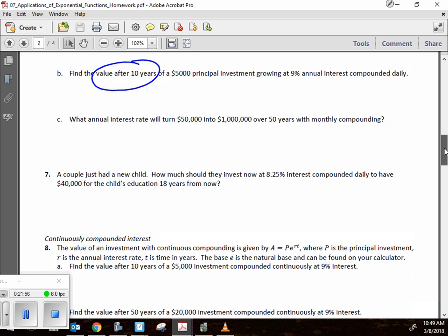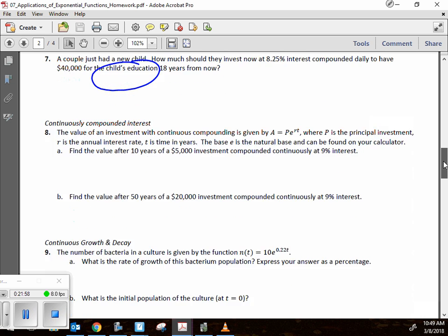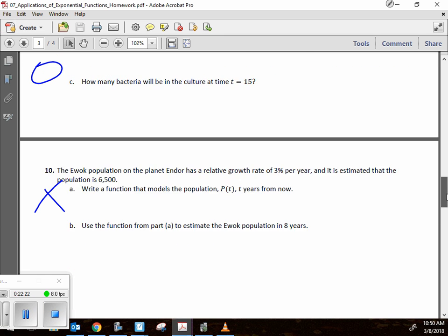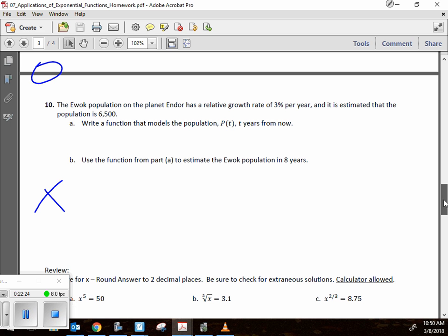We're going to skip 7, lucky 7. And then we're going to do number 8 because it's the other main formula. And I said this, PERT, was easy enough. We would expect you to have it memorized. PERT, so do 8, including part A and B. Number 9, you may skip all its parts. Number 10, since it's about Ewoks, we need to do it. Number 10.